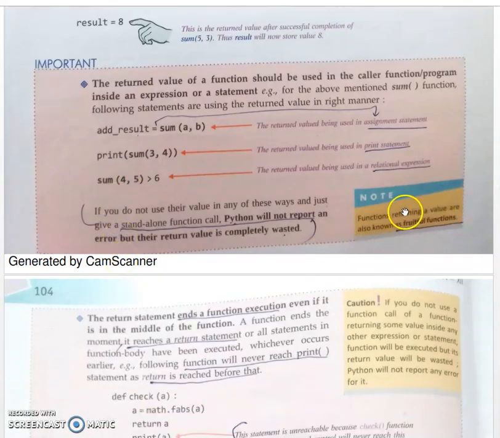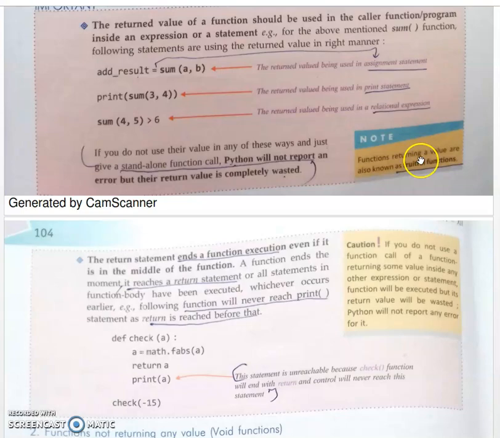If your function is returning a value, it is called a fruitful function. If the function doesn't return any value, it is called a fruitless function. Okay.